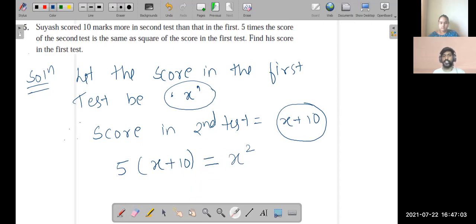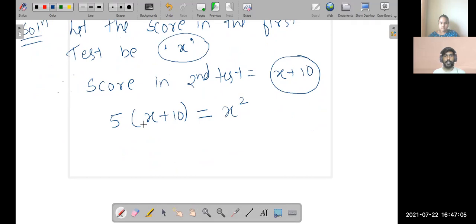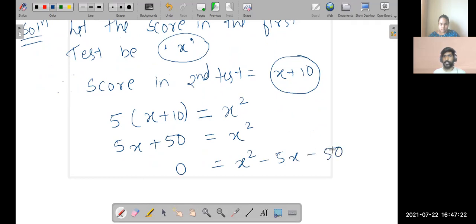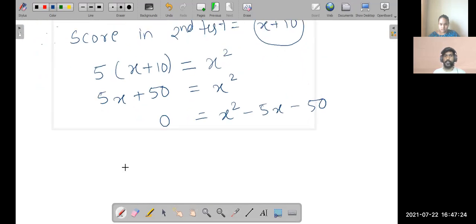Now you just have to rearrange and solve it. Multiply the 5 inside. So this will become 5x plus 5 into 10, 50, is equal to x square. Take this 5x and 50 to the other side. So the quadratic equation here is x square minus 5x minus 50 is equal to 0.